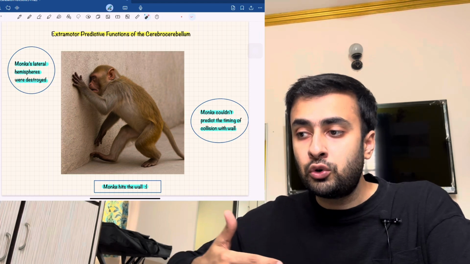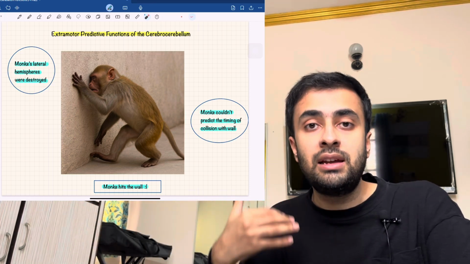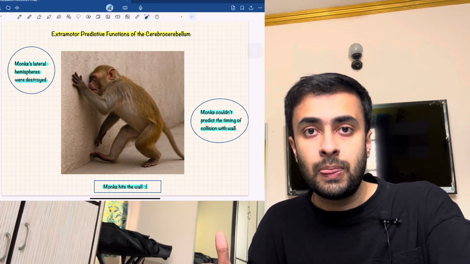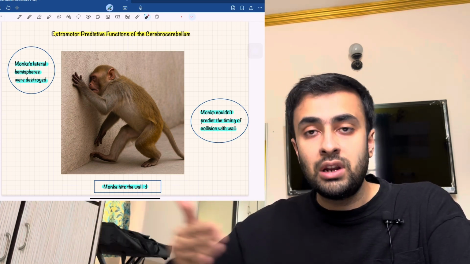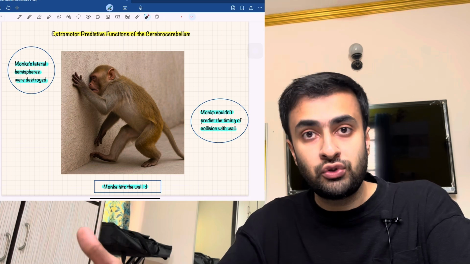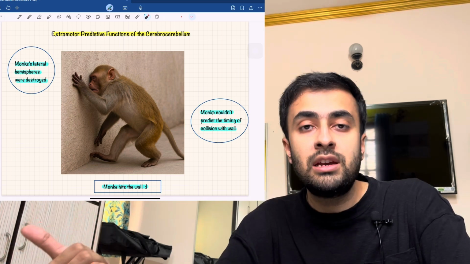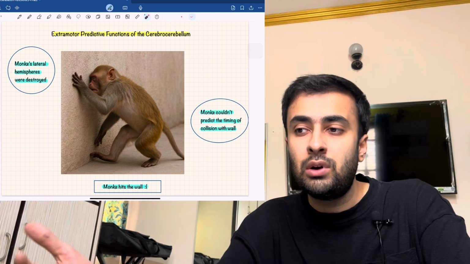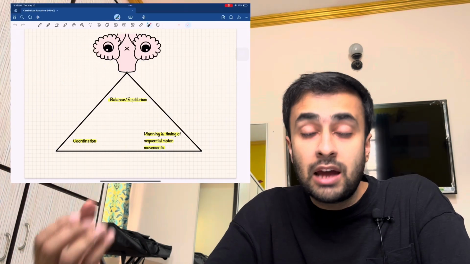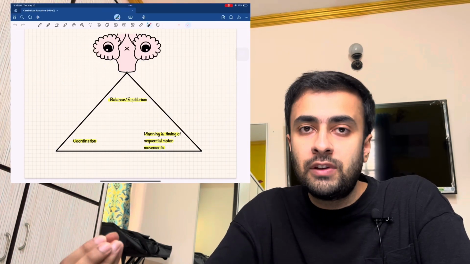For example, if you are at a distance from a wall and you are about to reach the wall, it sends a signal for your muscles to stop before you hit the wall. Okay, it has predicted the distance of the collision and the distance at which you need to stop, and this gives us the unique ability of timing, predicting, and planning the movement without detrimental consequences. With this, we finally conclude the functions of the cerebellum.